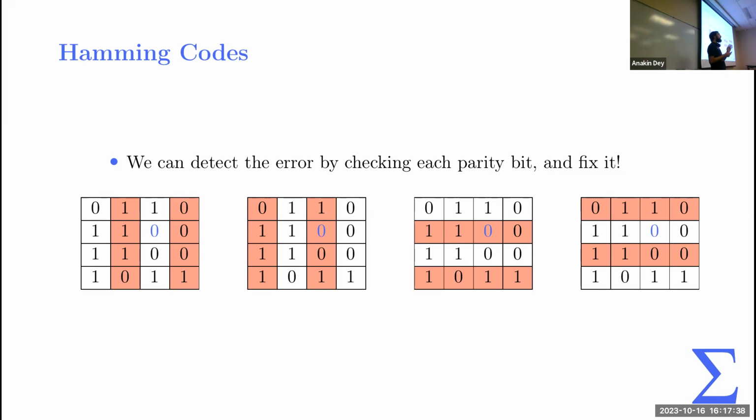All it's doing is just maintaining, effectively it's like taking the XOR of all the bits that we want to keep track of. So it's 0 when the number of ones is even, and it's 1 when the number of ones is odd, so that the total number of bits, including the parity bit, is always even.